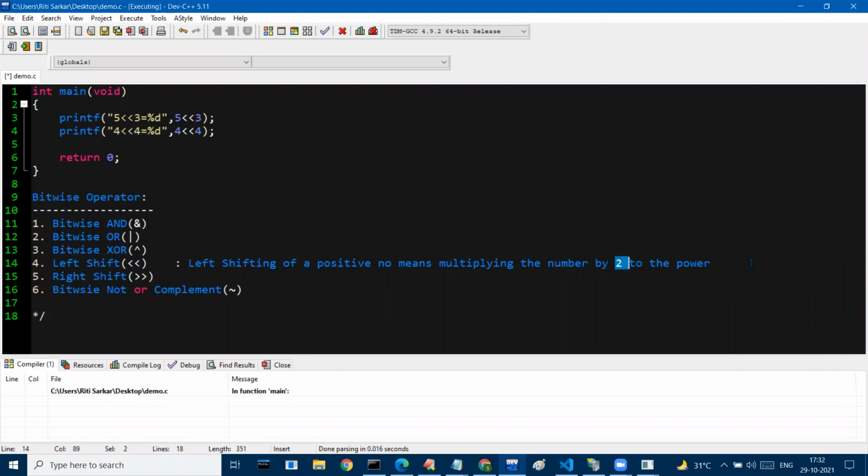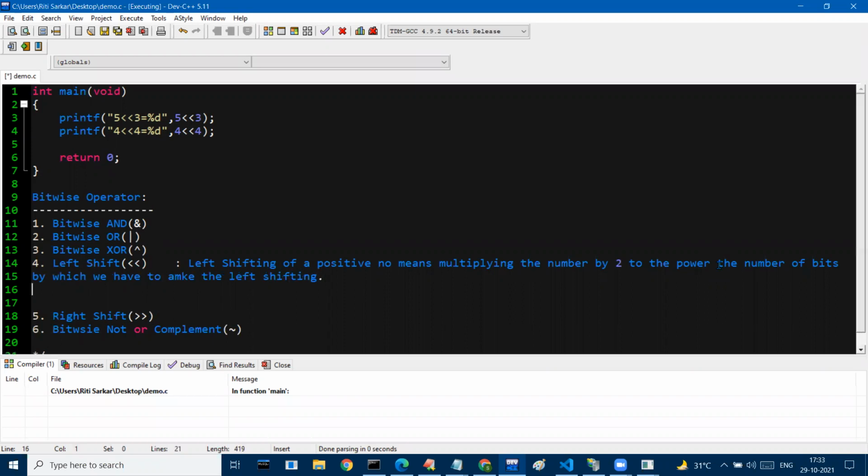Multiplying the number by 2 to the power number of bits. Okay, 2 to the power the number of bits by which we have to make the left shifting. See here, this is the number. 5 is the number. And by 3 we have to make the left shifting.